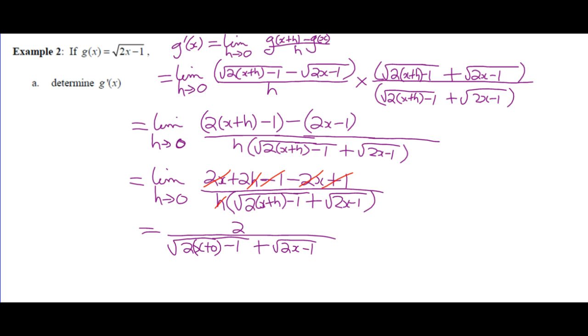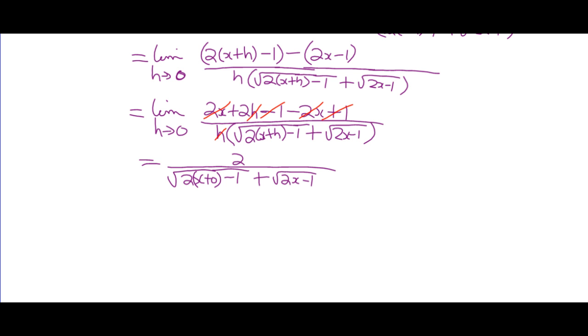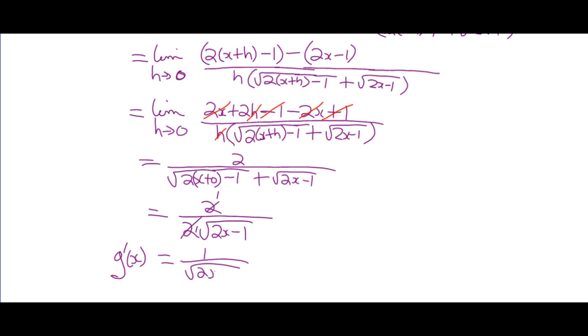So 2 times x plus 0, that's just going to be 2x minus 1, and then we've got adding on another root 2x minus 1, so there are 2 of the root 2x minus 1s. So that's 2 over 2 times the root of 2x minus 1, and the 2's cancel. And we are left with g prime of x is equal to 1 over the square root of 2x minus 1. Okay?